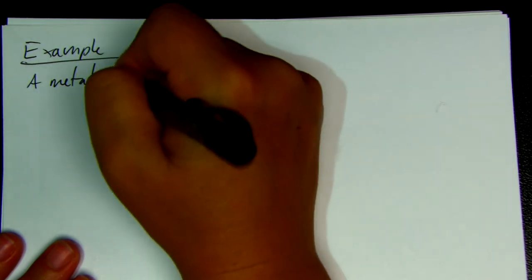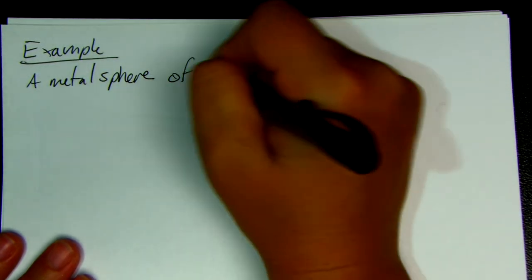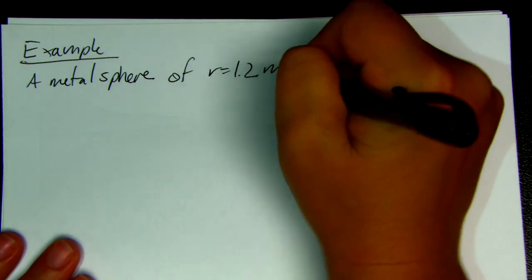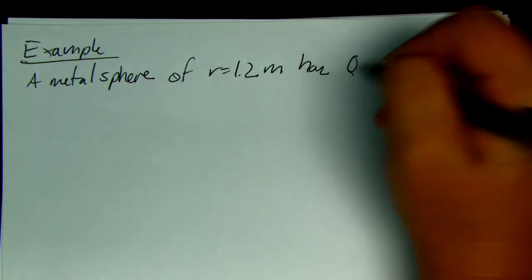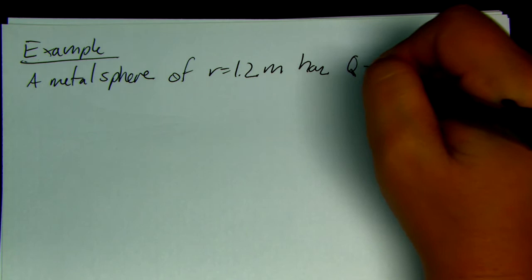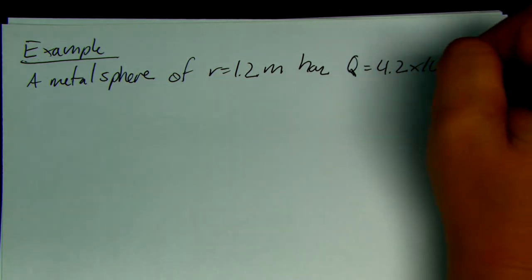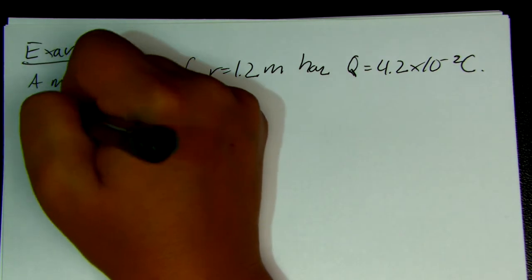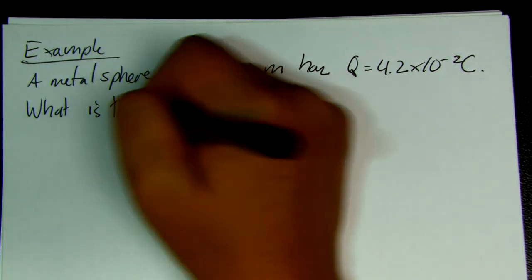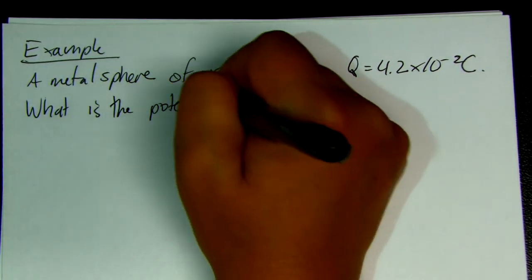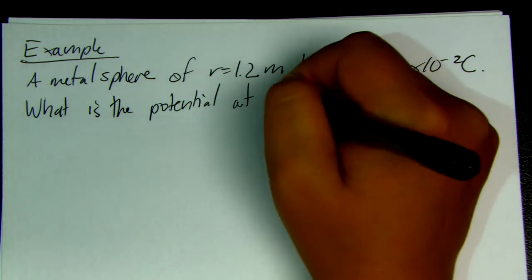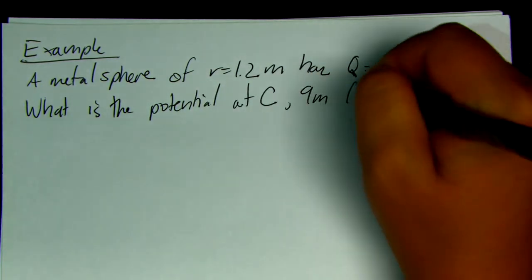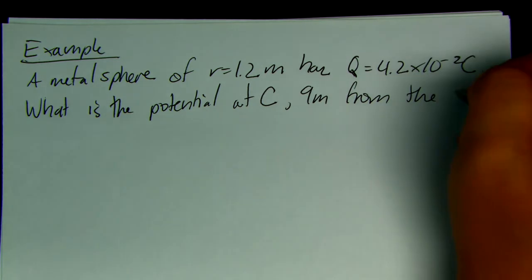A metal sphere of radius 1.2 meters has a charge of 4.2 times 10 to the minus 2 coulombs. What is the potential at C, 9 meters from the center?